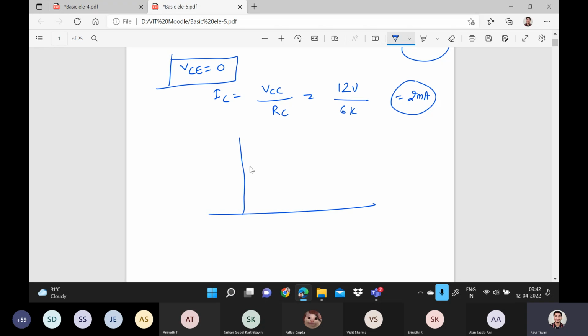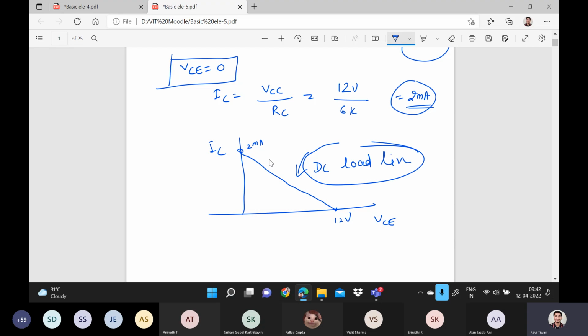And for drawing the DC load line, I can draw like this. This is IC and we calculated this value, that is 2 milliamps. This is 2 milliamps and this is 12 volts. So if I connect these 2 points, you will get the DC load line. This is DC load line. Okay. This is the procedure to draw the DC load line.